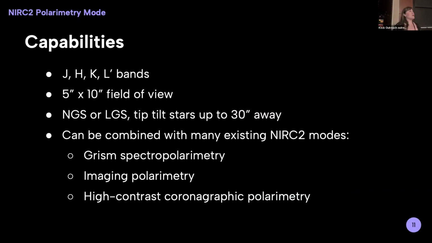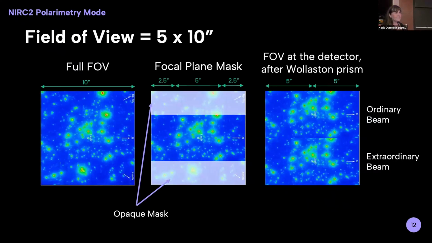Like I said, we can do JHK or L-band polarimetry. Instead of the regular 10 by 10 field of view, the field is split in half, so it's 5 by 10. You can use natural guide star or laser guide star AO, and can combine polarimetry with a lot of existing NIRC2 modes. So we can do GRISM spectropolarimetry, imaging polarimetry, and high contrast coronagraphic polarimetry. So there are a lot of possibilities with this new mode.